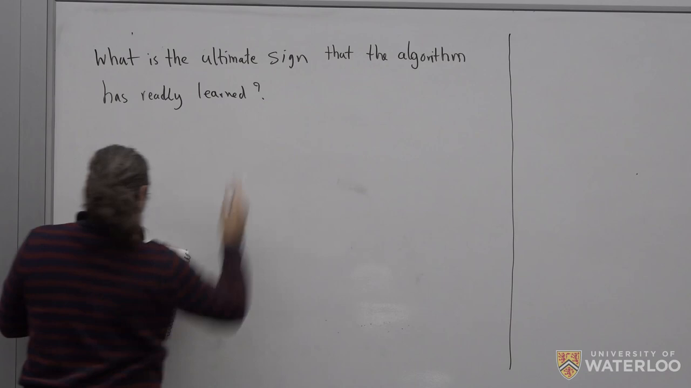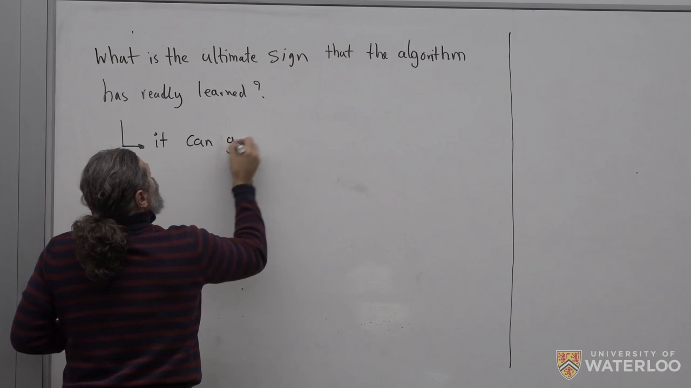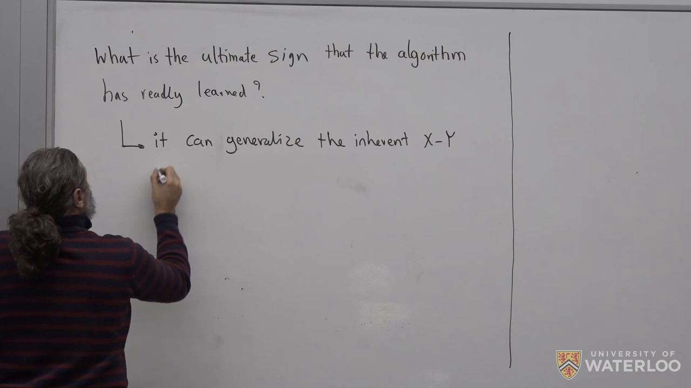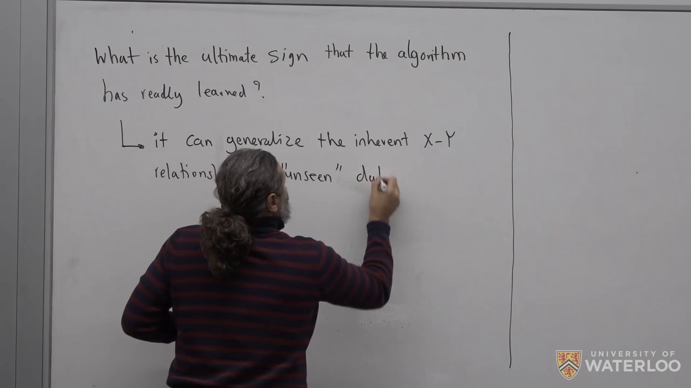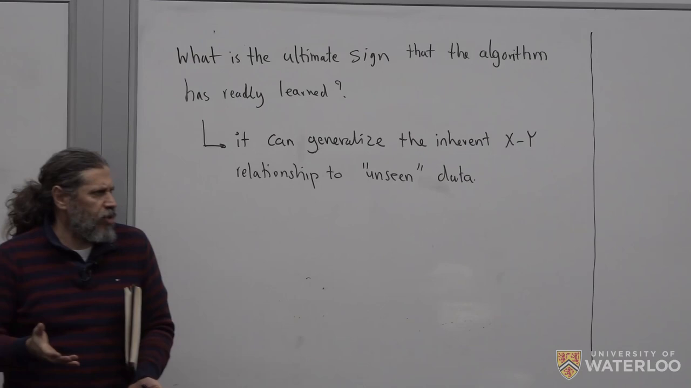Well, the ultimate sign is very simple. It can generalize the inherent XY relationship to unseen data. This is what several generations of AI researchers have figured out to practically implement the Turing test.